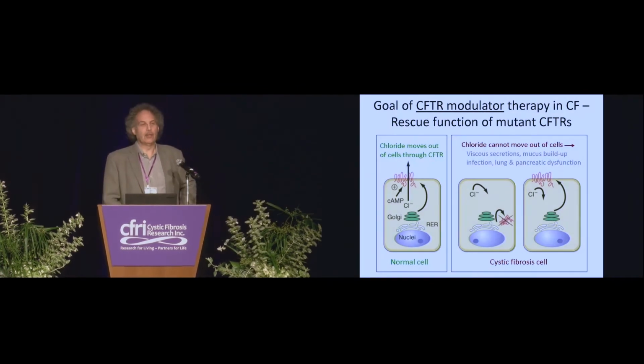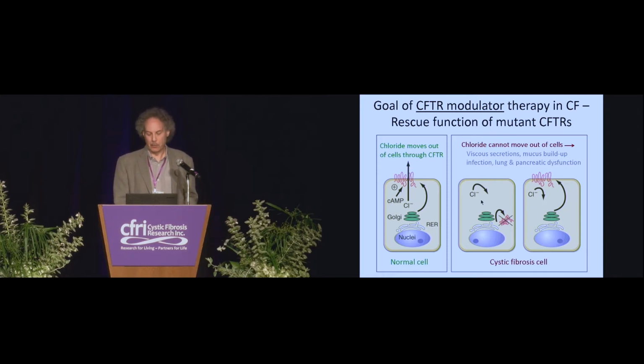The goal of CFTR modulator therapy is to rescue the function of CF-causing mutant CFTRs. On the left is a normal cell with CFTR at the apical membrane. CFTR is the red squiggly thing. In the normal cell, CFTR functions as a chloride channel to allow chloride to move out of cells.